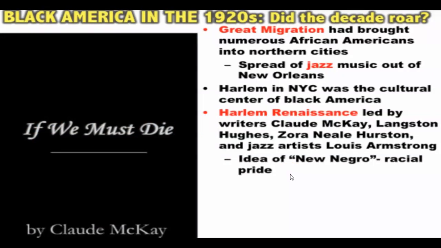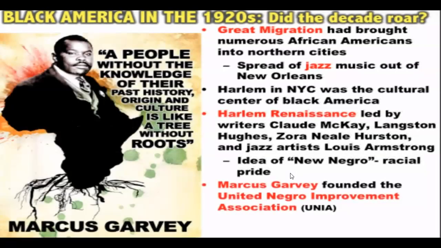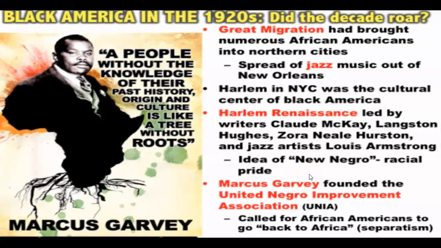All right. One of the prevailing ideas of the day during the Harlem Renaissance was by Claude McKay, the idea of what he called the new Negro, that African Americans must find and take a new sense of racial pride in their culture. Men like Marcus Garvey, who founded the United Negro Improvement Association, or the UNIA, he actually called for separatism during this time.